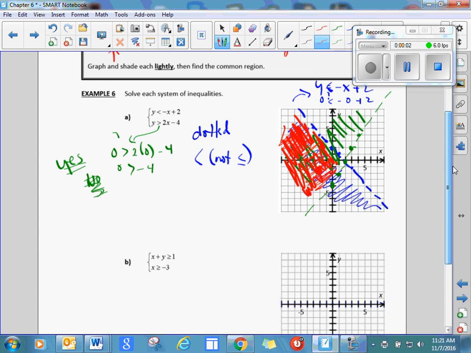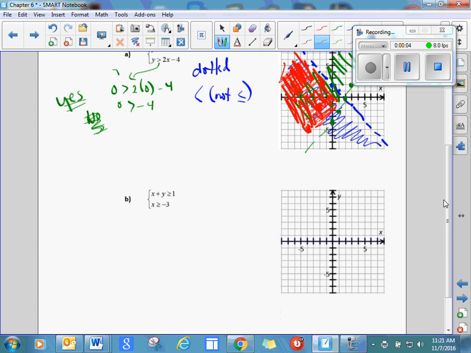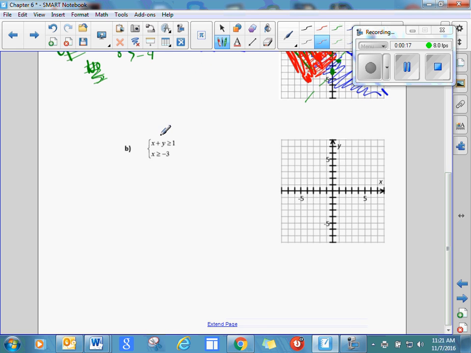Let's finish up this last example on 55. We've got B at the bottom to do. Again, we are going to solve this system of inequalities by graphing, and we're going to look for the region that both of these lines have in common. So here are the two lines.